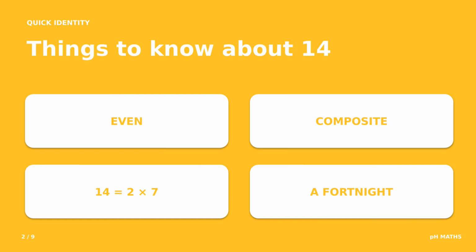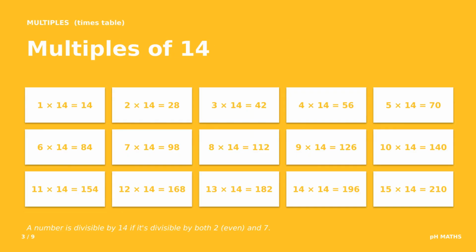Quick identity check. 14 is even, 14 is composite, specifically 14 equals 2 times 7, so 14 is the smallest even multiple of 7, and 14 is a fortnight, 14 nights, 14 days. The word fortnight actually comes from the Old English for 14 nights. Comes up in time and money problems in the calculator paper. Multiples of 14: 14, 28, 42, 56, 70, 84, 98, 112, 126, 140.